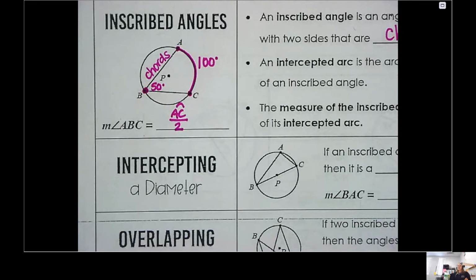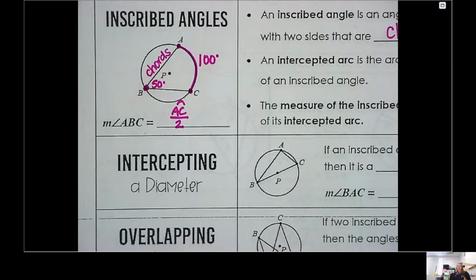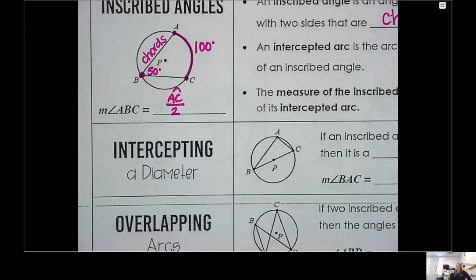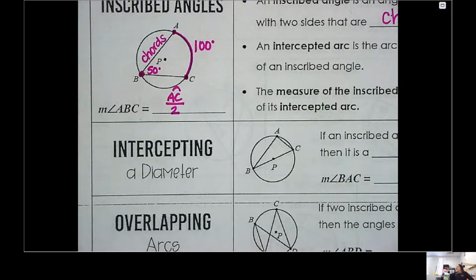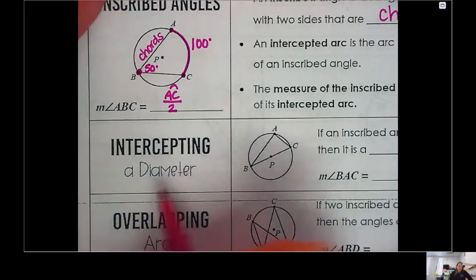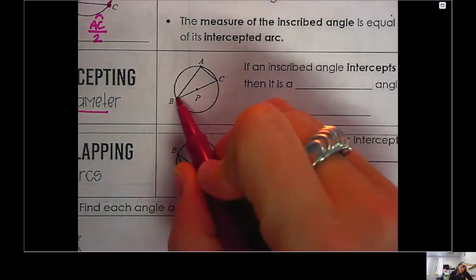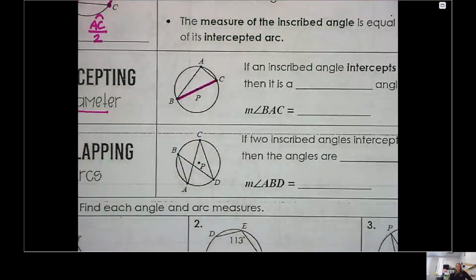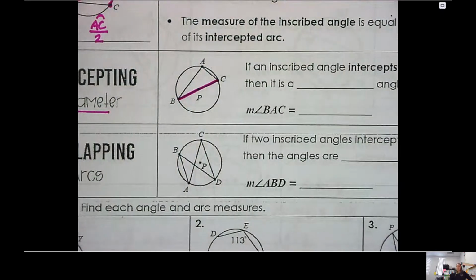Now, intercepting a diameter, again, this looks more complicated than it really is. A diameter just means it's half the circle, right? So it's going halfway across, it goes through the center. So in my picture here, my diameter is this piece B to C. Okay, so that's 180 degrees.